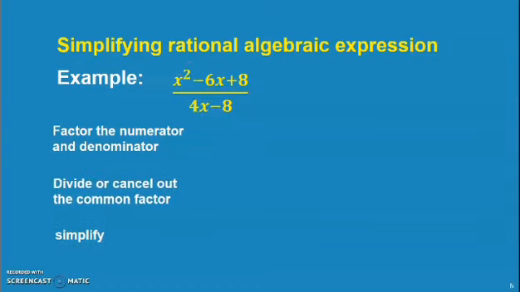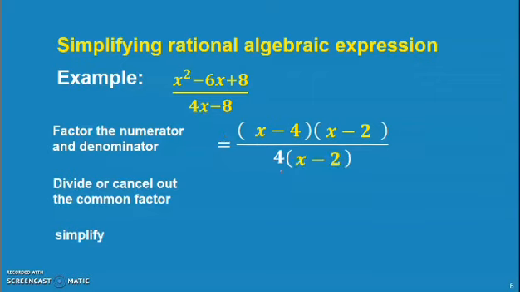Next example, x squared minus 6x plus 8 all over 4x minus 8. So we will factor. The numerator can be factored as a quadratic trinomial. So we will factor, the factors are x minus 4 and x minus 2. So 4 is the common factor of 4x minus 8. So we have 4x divided by 4 is equal to x. Then 8 divided by 4 is 2.